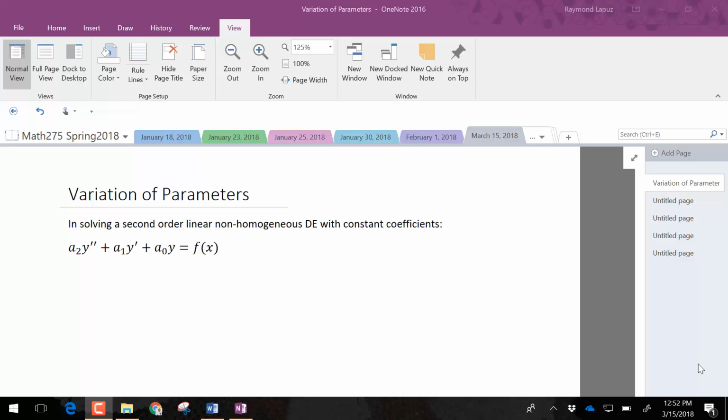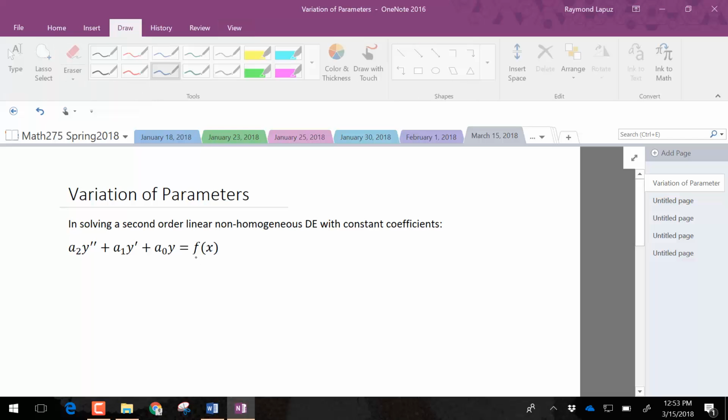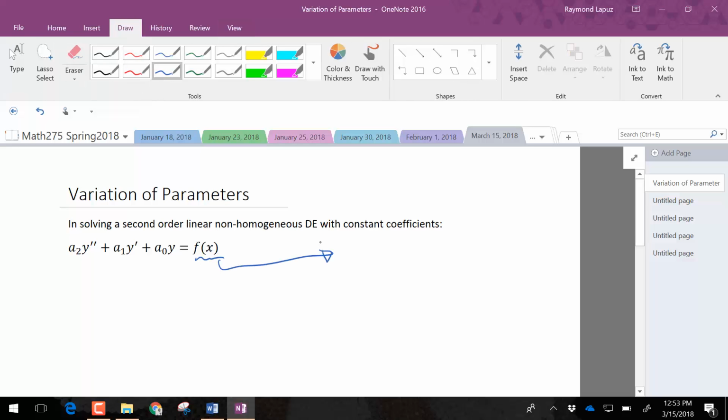So we're going to narrow ourselves down to just second order differential equations, constant coefficients, linear. And we were solving for these types of problems where f of x was some particular type of function. It was either a polynomial, an exponential, or some sine or cosine.